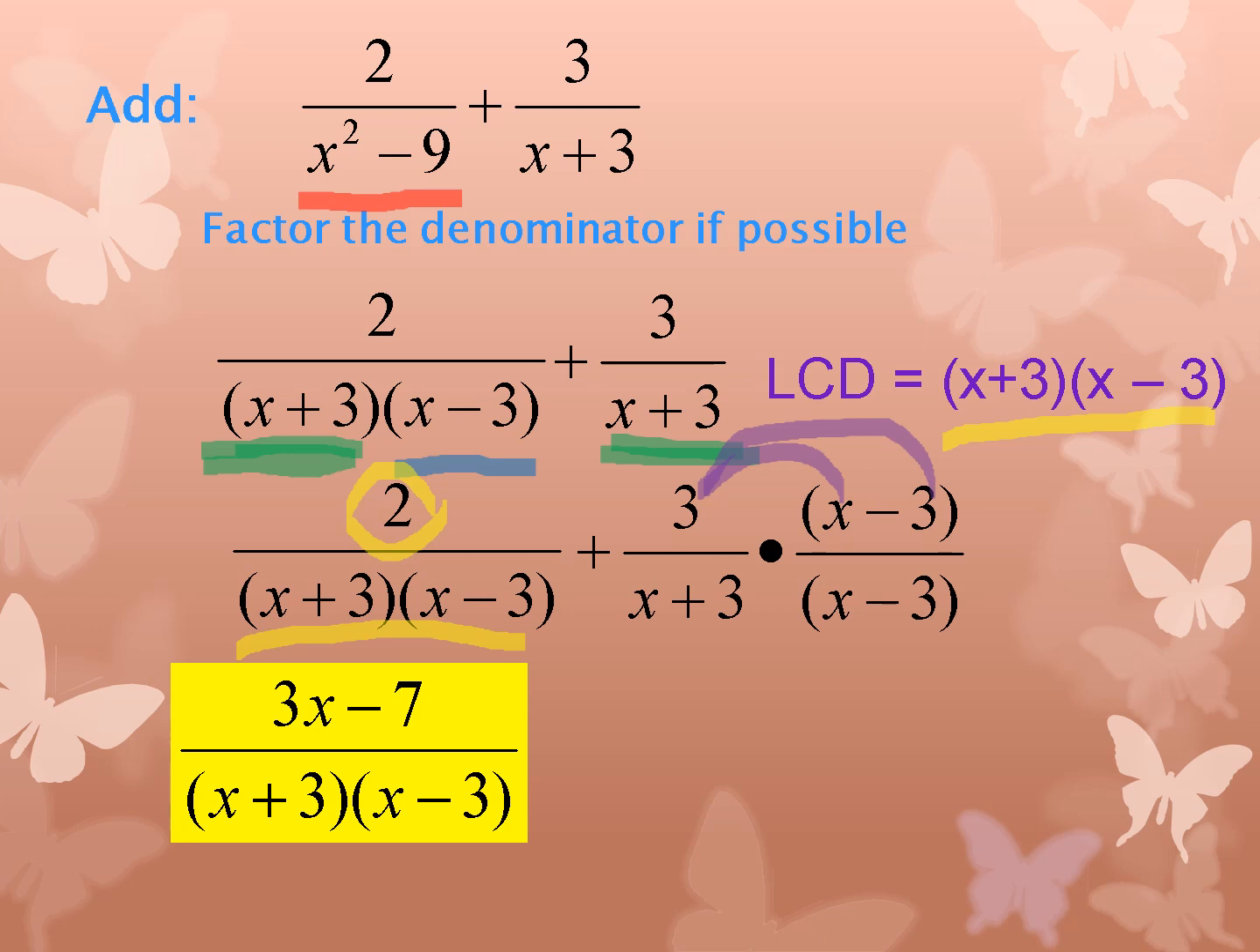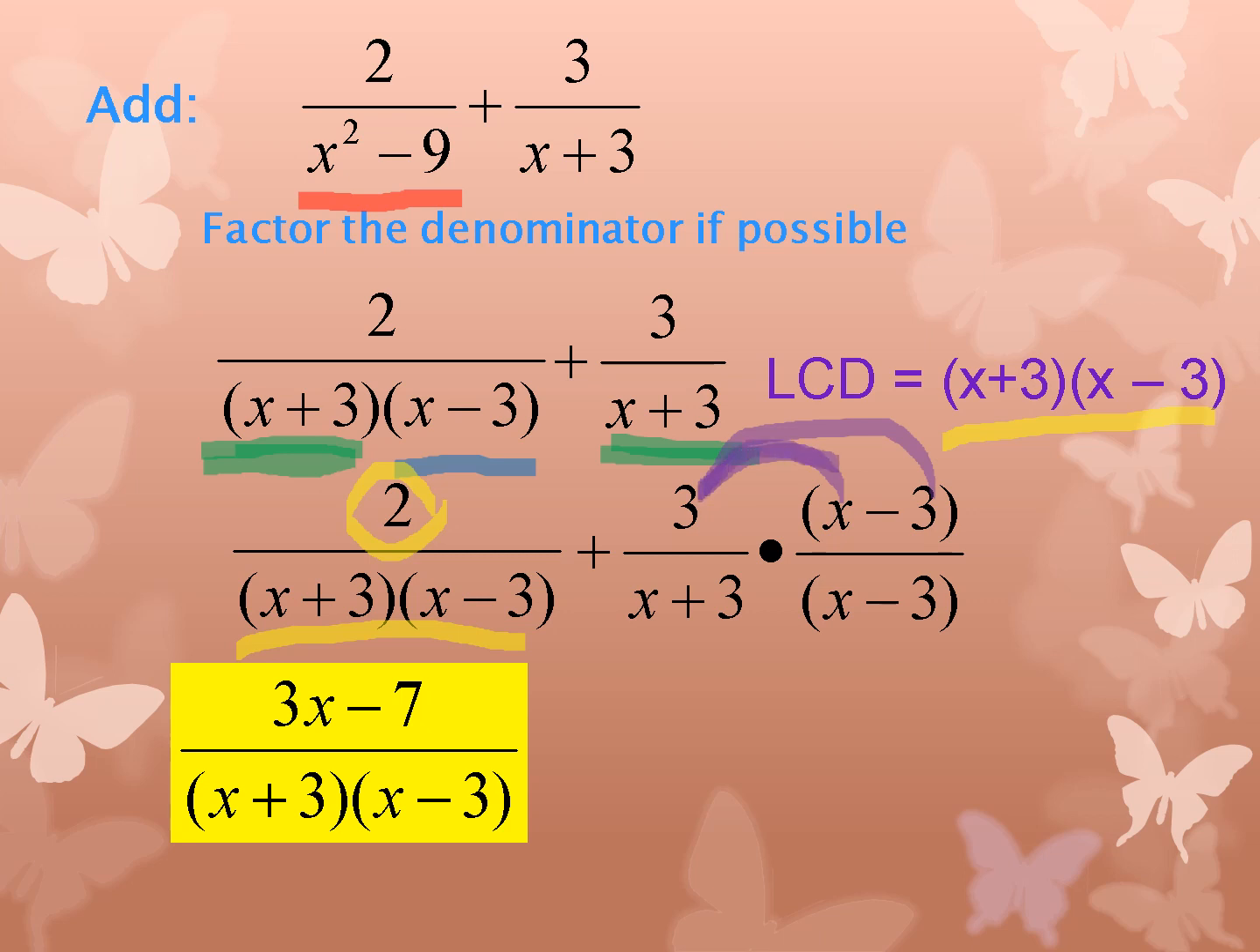I personally would leave them in factored form because that's going to make it easier when we do the lesson next week where we're actually solving and having to get common denominators. You're just creating more work for yourself if you multiply those LCDs back together. So, seriously, I would just leave them in factored form. Don't multiply them back together. So, our final answer is 3x minus 7 all over x plus 3 times x minus 3.